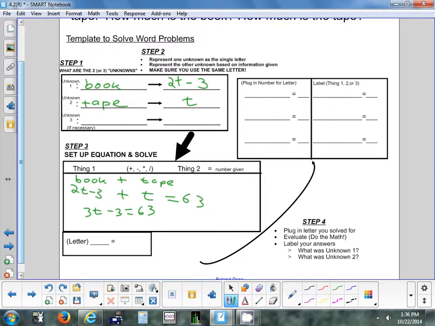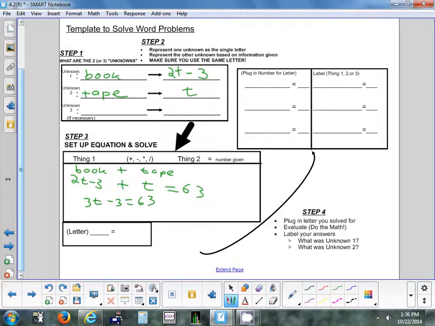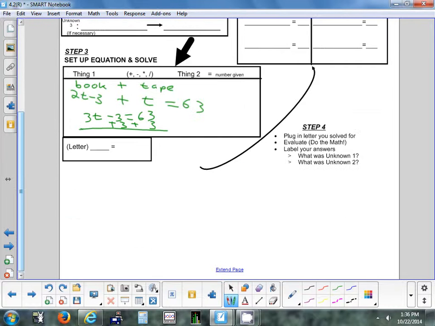This should be old news for us now. Elijah, what's Mr. Hager going to do now? Which one of those things there is not like the other two? The 3t. So we want to leave that alone, right? But the thing that's with it, we want to get rid of. So what should Mr. Hager do? Add 3. What else should he add? Add 3 to 63. Perfect. What's he going to have left? 66. We'll put the answer down here. So we get 3t equals 66.